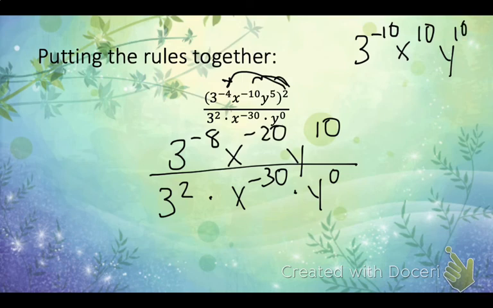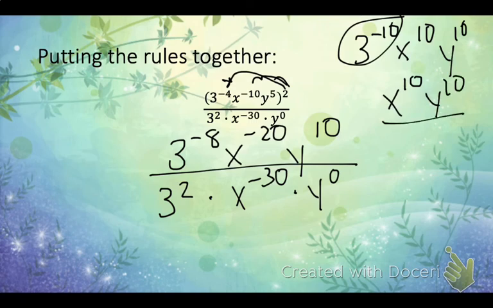Then I cannot have this as a negative, and so I have to move it to the bottom of my fraction. So my final answer is x to the 10, y to the 10 over 3 to the 10th. And I know that's a lot, like 3 to the 10th is too big, so I'm not going to make you multiply it completely all the way out.